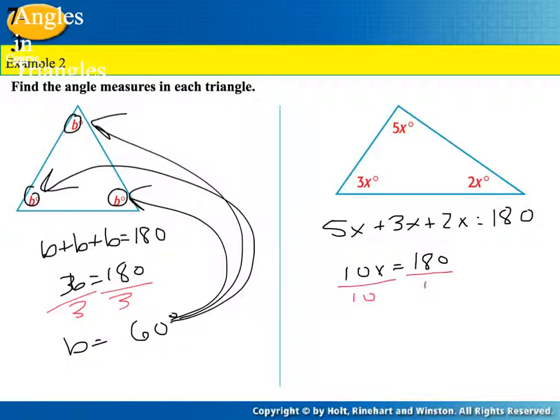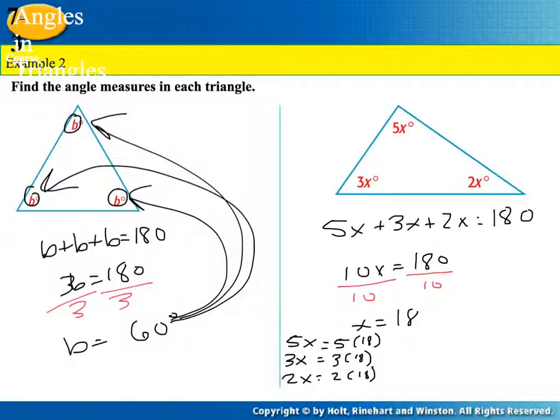I divide by 10. I get x is equal to 18. Now, is every angle up there equal to 18? No. I have three angles. I have one that's 5x, one that's 3x, one that's 2x. Solve by plugging in your x. I need to plug in my x to each of these, because it's not just 18, it's 5 times 18, 3 times 18, 2 times 18.